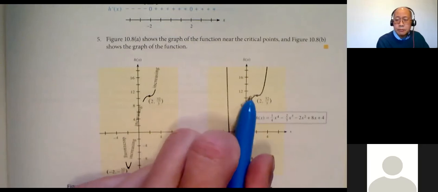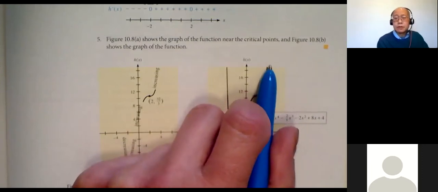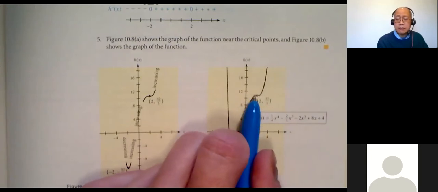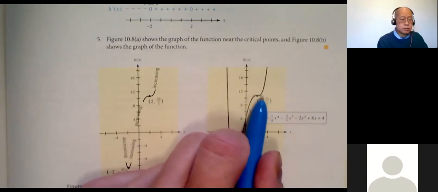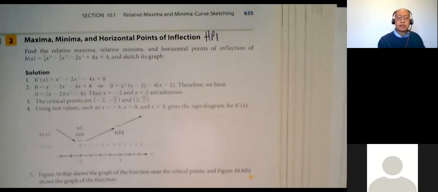You're going up. I've seen rides like this, haven't you? Roller coaster rides that go like this. You go up, you level out just for an instant, and then you go back up. Okay. So this is neither a maximum nor a minimum, even though the derivative is 0. This is called a horizontal point of inflection, or HPI.